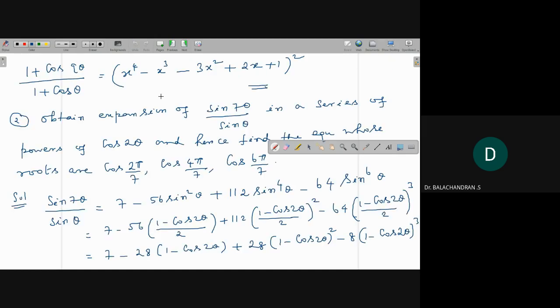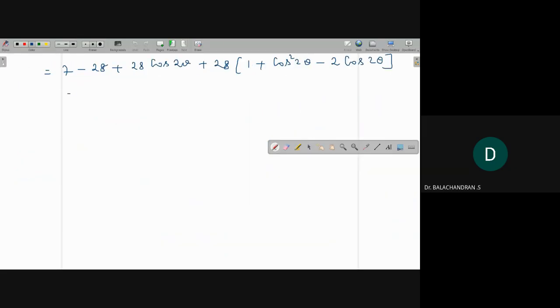Okay, and then minus 8 into the (a minus b) whole cube formula: a cube, 1 minus 3 cos 2 theta plus 3 into cos square 2 theta minus cos cube 2 theta.